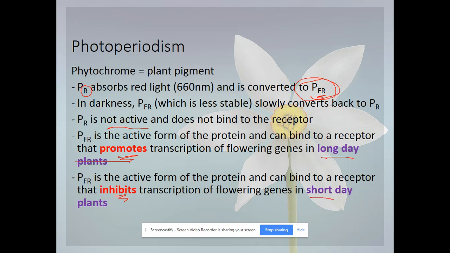And you can guess that long day plants are those that like longer days in the summer, whereas shorter days are going to be our early spring or fall plants that prefer a little bit less light.